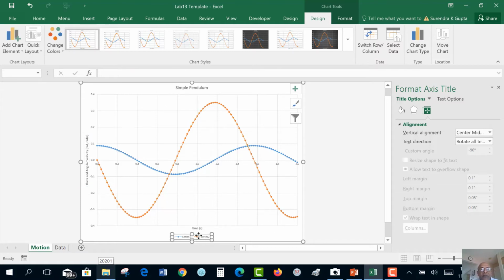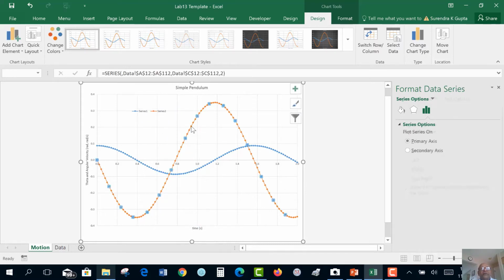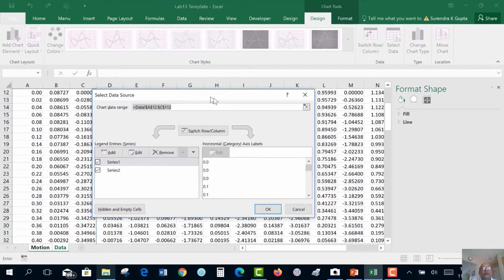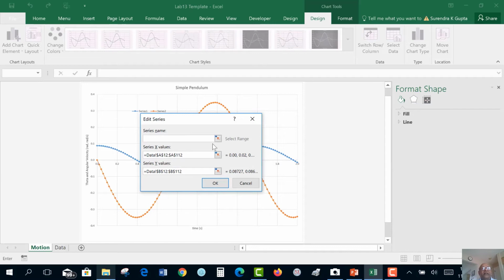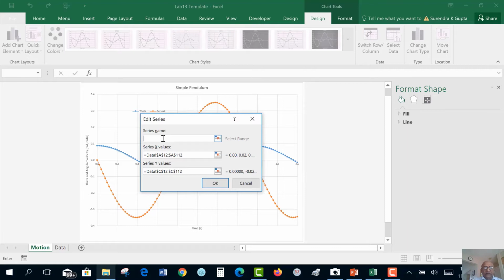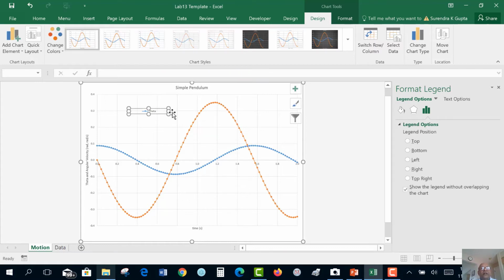Okay, let's look at our legend. And we need to give some titles. So we are going to select data, series 1, edit, and give it a name. So this is our theta. Series 2, let's call it angular velocity. Okay. So what happened here?